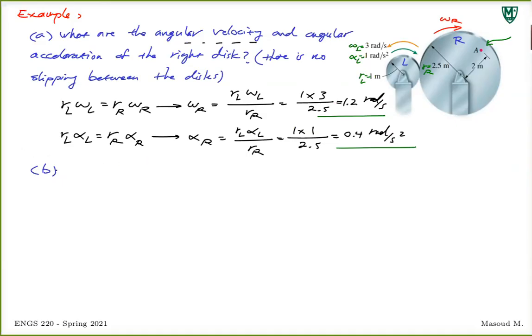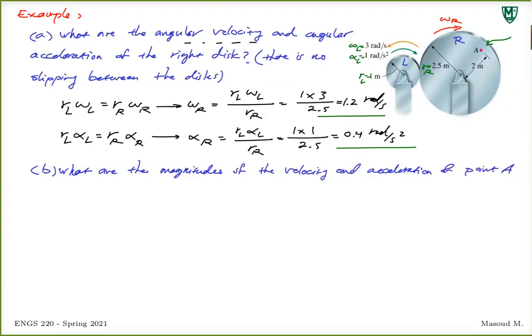All right. So part B says, what are the magnitudes of the velocity and acceleration of point A.